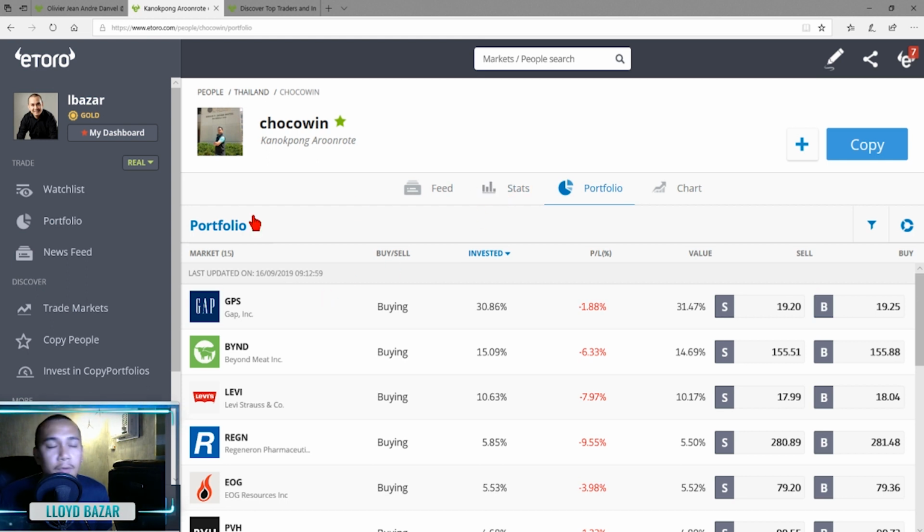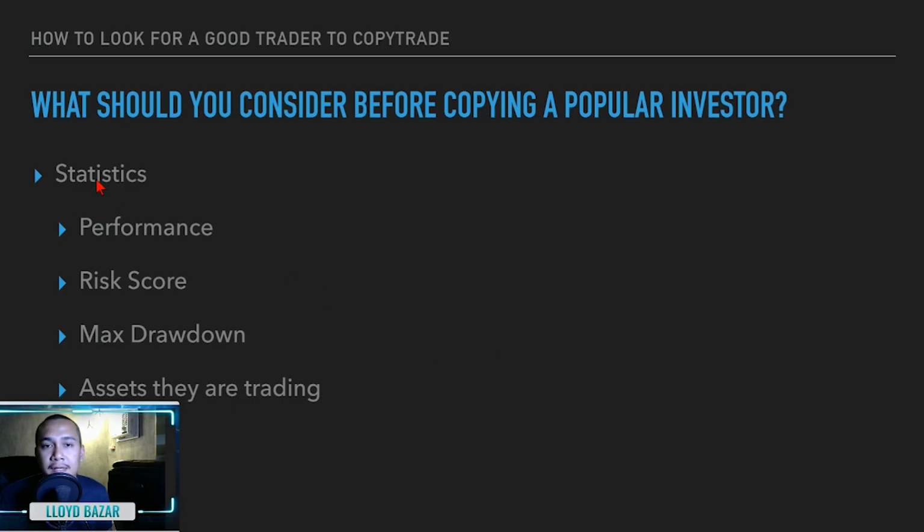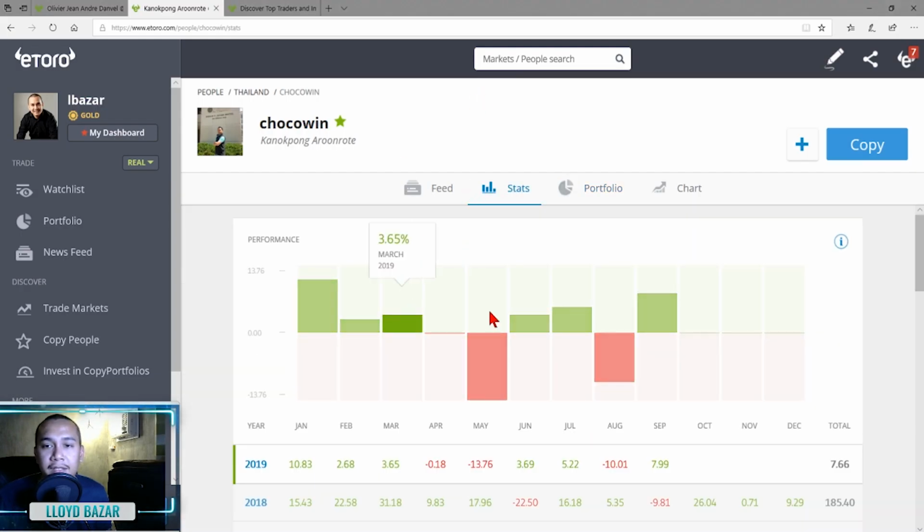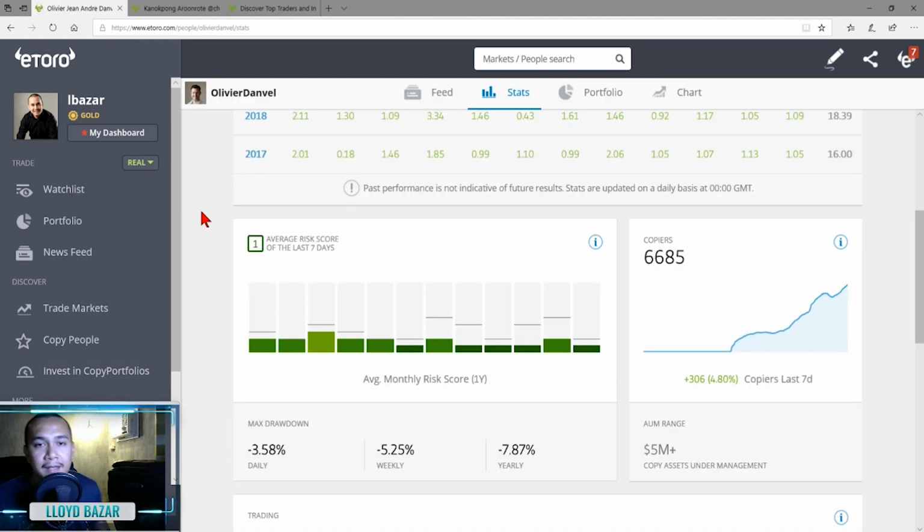But basically, the most important things you need to consider when it comes to copy trading are the performance, the risk score, and the max drawdown. These are the best things you need to consider. I already showed you these three, and if you like what you are seeing, then you can consider copying that person. Okay, we're almost done.